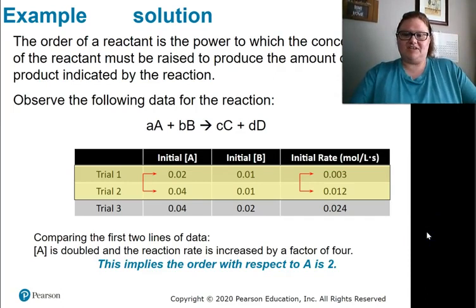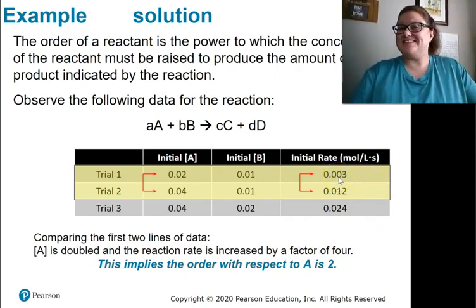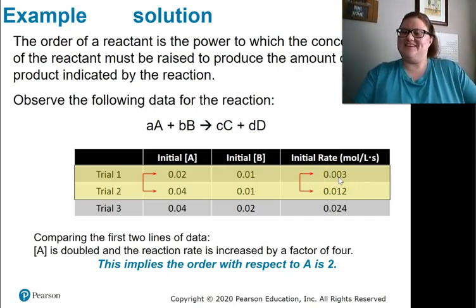Okay, now let's see what happened here. We could say that A is doubled going from trial 1 to trial 2. Look at the concentration change: we went from 0.02 to 0.04, so our concentration of A has doubled. And what happened to the rate in that same time? The rate was increased by a factor of 4. I know these are really small decimals, but if we ignore the non-significant zeros in front, we would see that we have 12 and 3. 3 times 4 is 12, and that's how we're getting a factor of 4 change for trials 1 and 2.